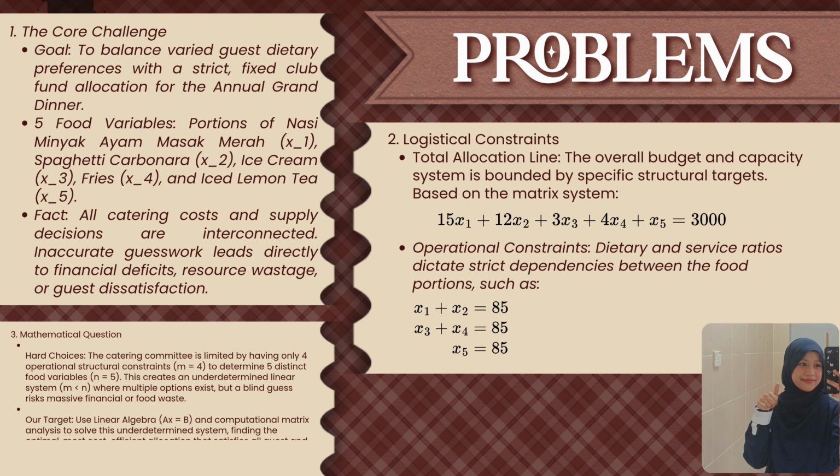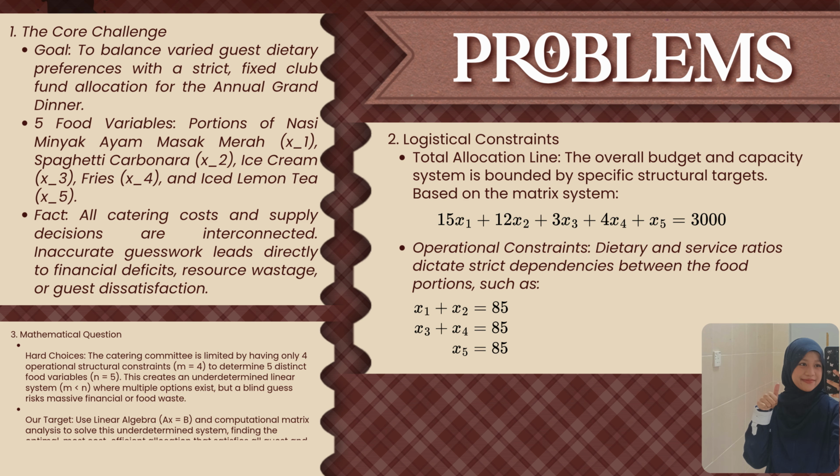Second, our logistical constraints, which are our strict event rules. As you can see, our budget limit is written as a clear equation, and we also have other rules based on our guest needs, such as making sure the total food portions match our 85 guests, which gives a simple equation like displayed in the slide.